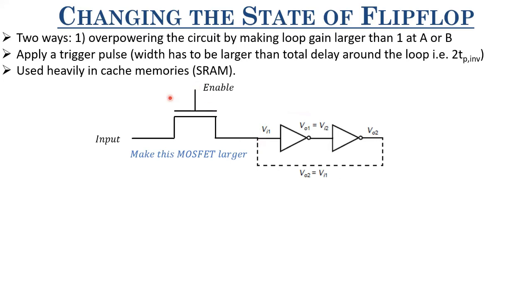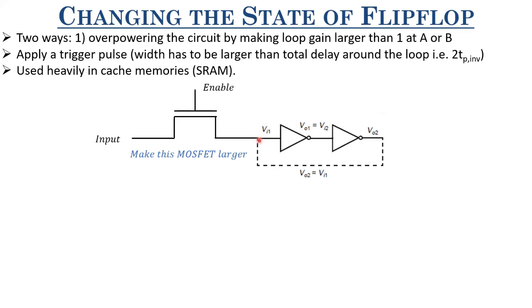If this input signal is applied only for TP, or only for a duration which is less than 2 TP, this signal actually doesn't propagate and come back here. It doesn't reinforce the feedback. So there is a competition between the feedback and this input signal if the applied signal width is less than the total delay around the loop.